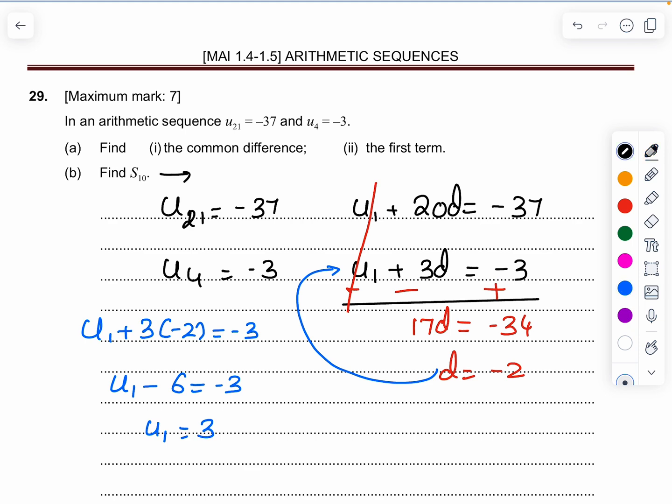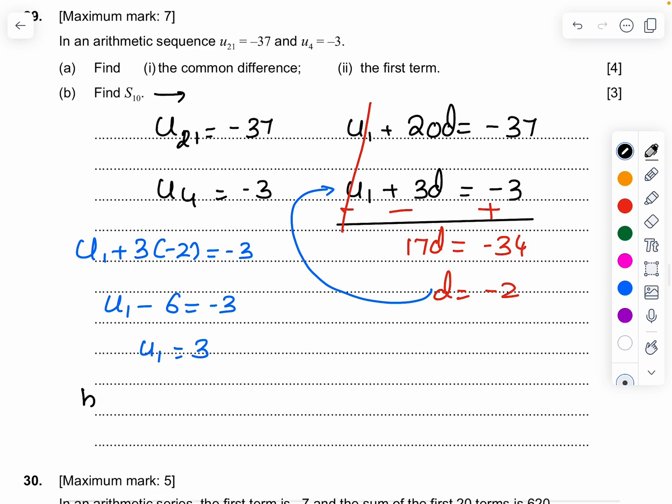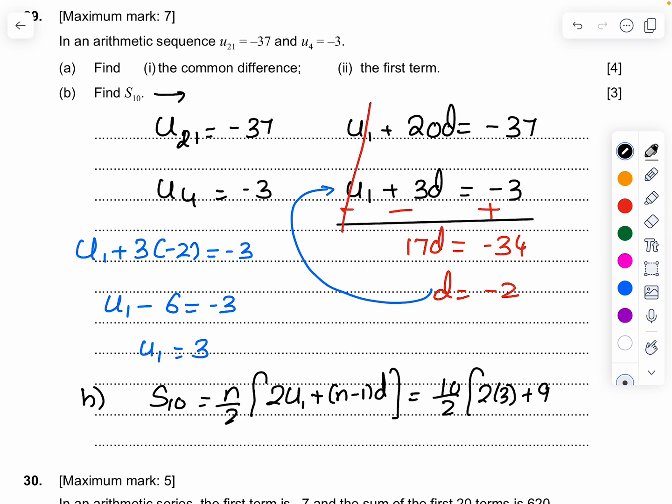Coming to part B, S10. The S10 formula is n upon 2 times 2u1 plus n minus 1 times d. So 10 upon 2 times 2 times u1 plus 10 minus 1, which is 9, times negative 2. Simplify that. You should get negative 60.